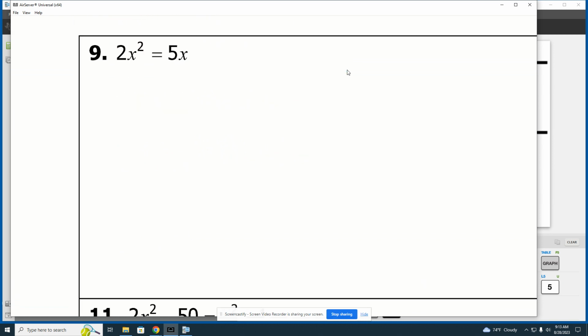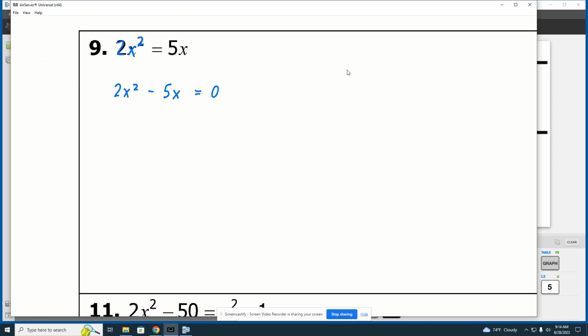Here's the first one in the back, where we have to start doing what? Moving stuff to one side. Guys, always move it to the side where your x squared term can be positive. Is my x squared term positive on the left? Then move everything to it. So how do I move that 5x? We subtract it.